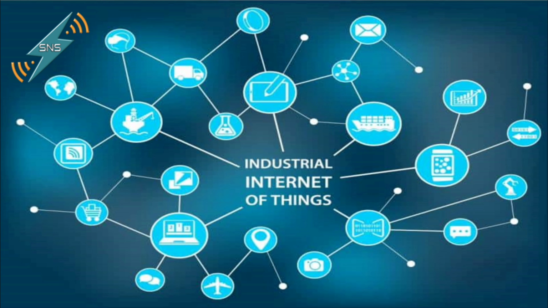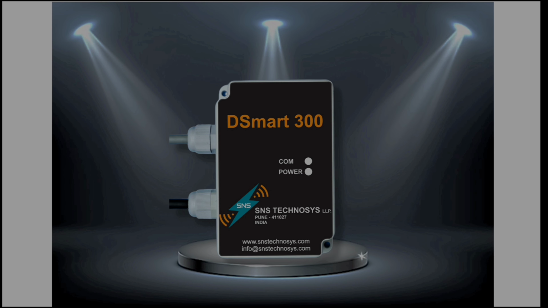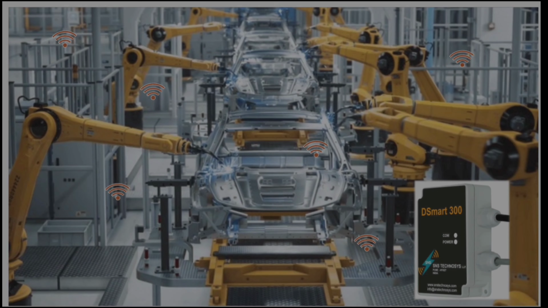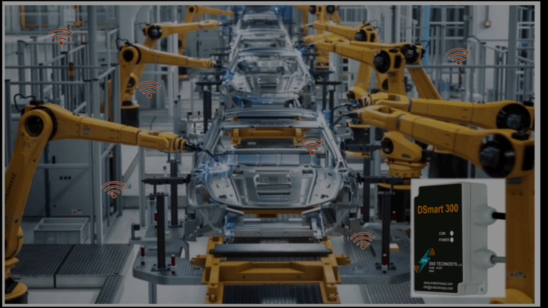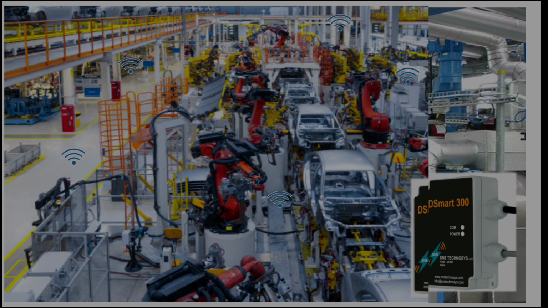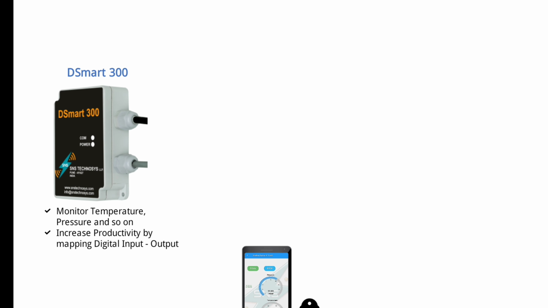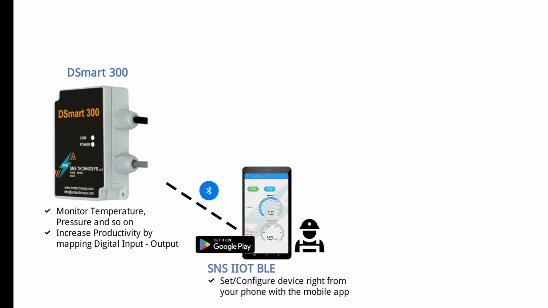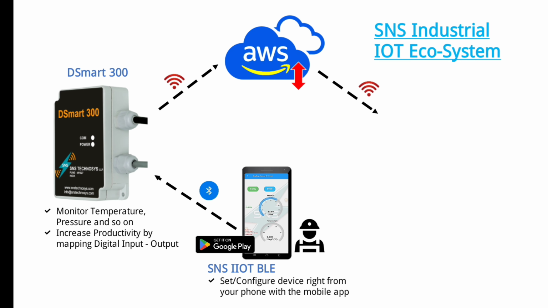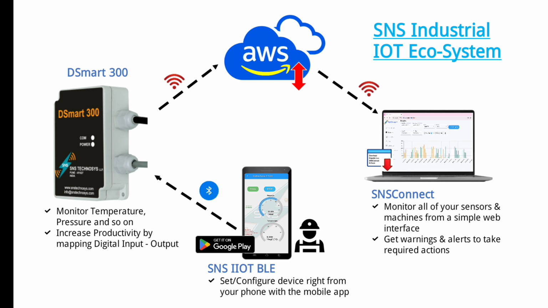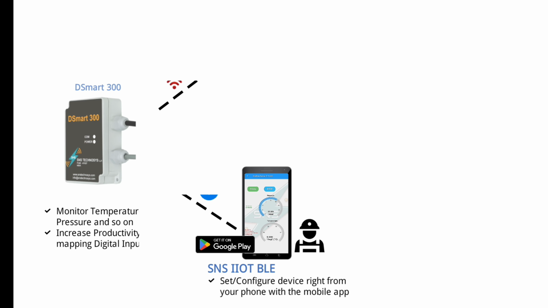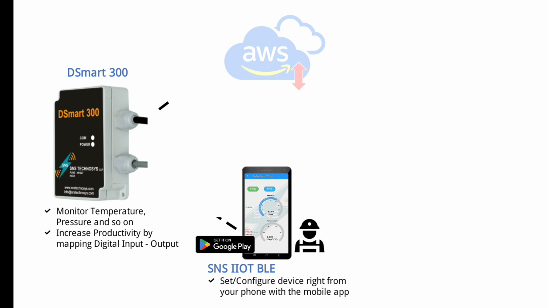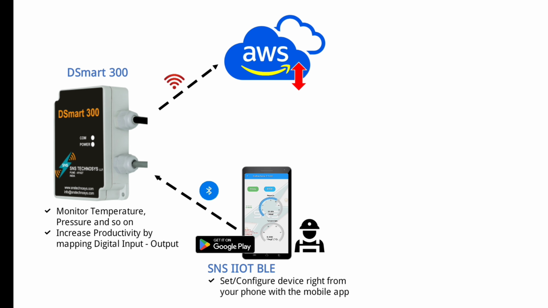Step into the revolutionary realm of SNS Technosys and DSmart 300, where innovation transforms the connectivity landscape for your units, machinery, and objects through SNS. The Industrial IoT ecosystem consists of an IoT gateway, a mobile app, and a cloud-based platform. Configure your device using the SNS IoT BLE app, enabling data transmission to the cloud via Wi-Fi.